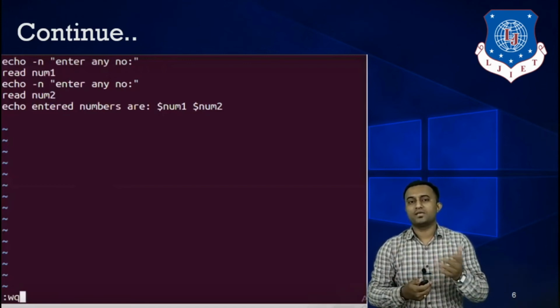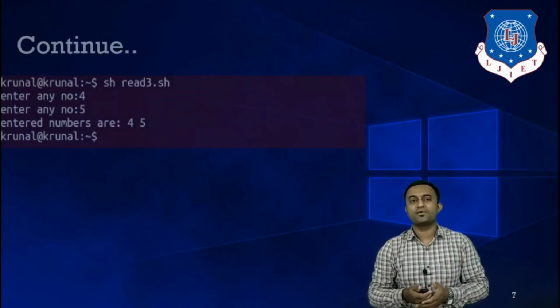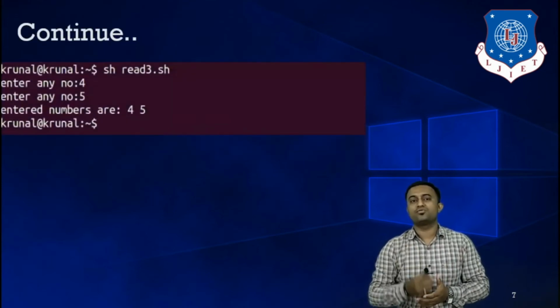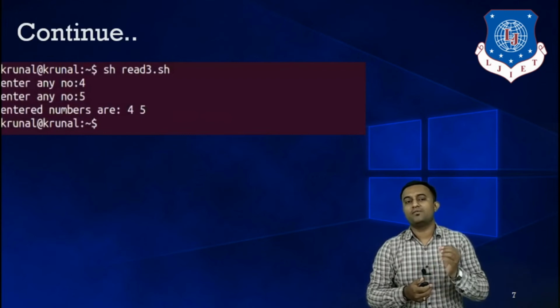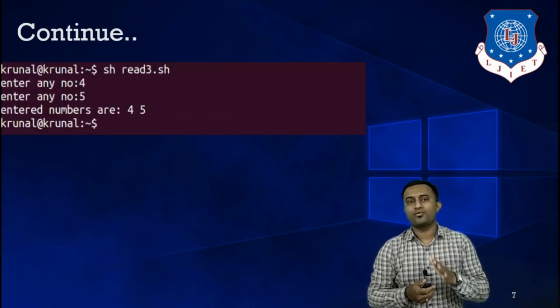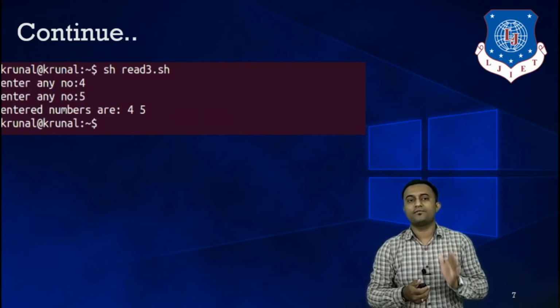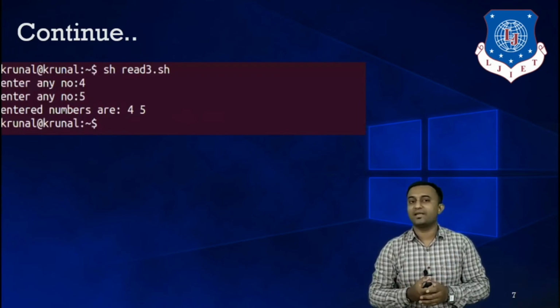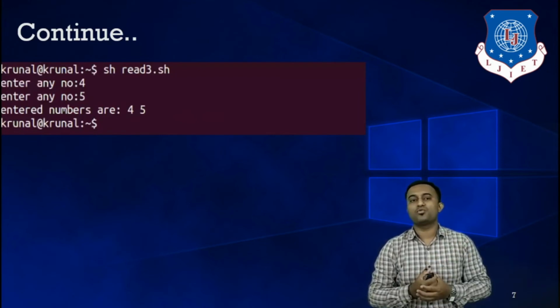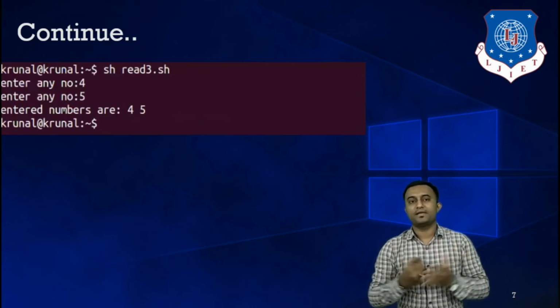Again, save and exit with the help of escape and :wq, and once you execute this program, it will ask for input at runtime. I have supplied the first number as 4 and the second number as 5. So "the entered numbers are 4 and 5" will be displayed like this. Again, it is a small program, we can say an interactive shell script.